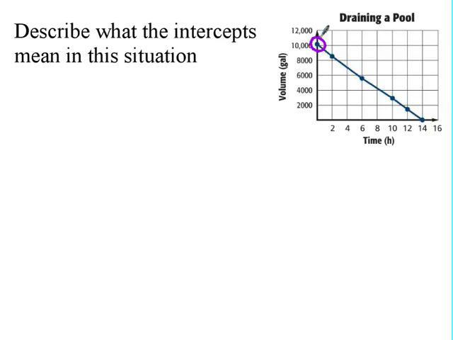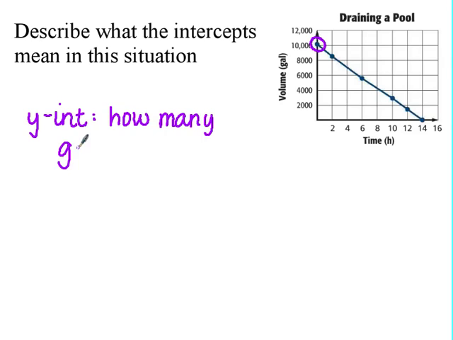The pool started out with that many gallons. Say that louder, you're right. That's how many gallons the pool held. Yeah, that's how many gallons of water the pool held. Because it said time is 0, so that's basically how many gallons of water you started with. So the y-intercept is how many gallons of water the pool held.